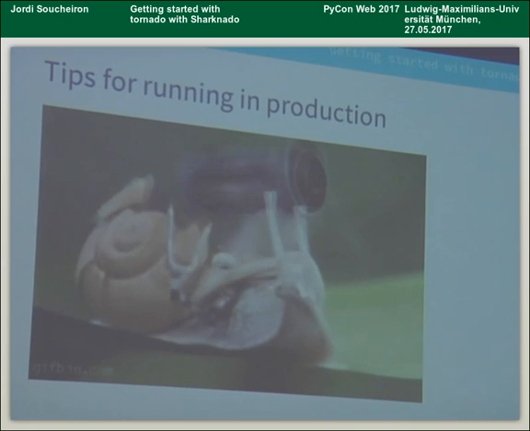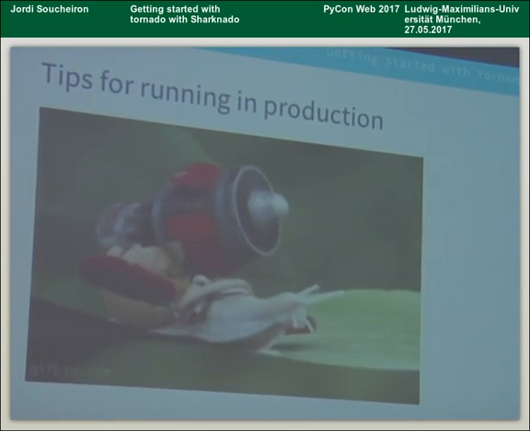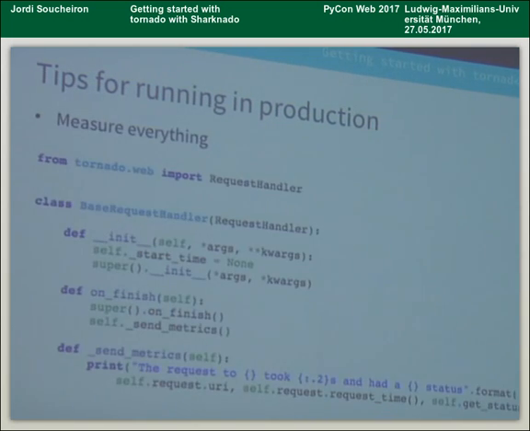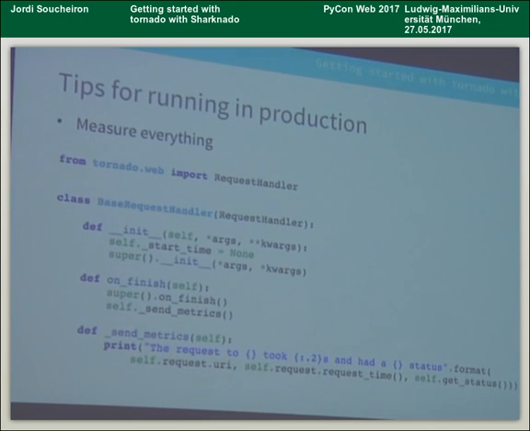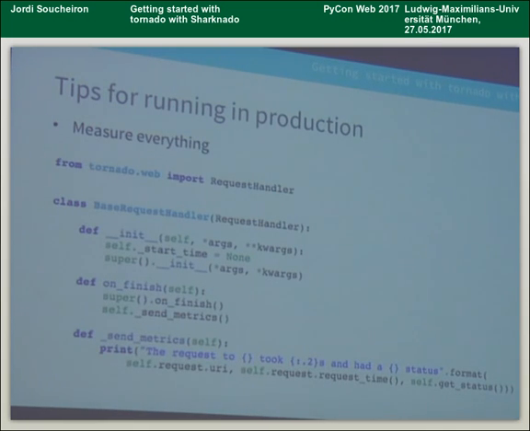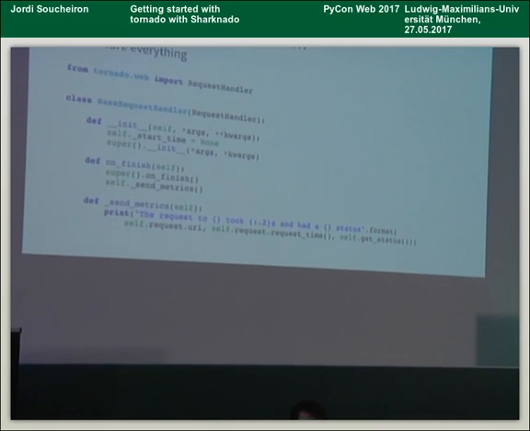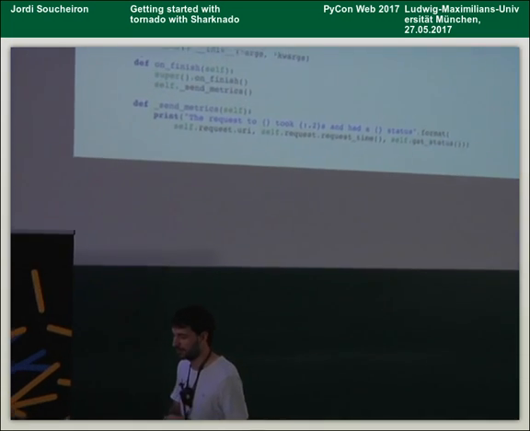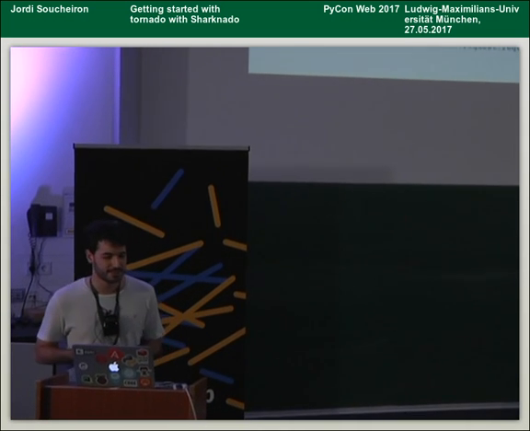So I guess that you guys are interested in running this in production because you wouldn't be here otherwise. So what do we want to do? We want to measure everything. When you're running asynchronous applications, sometimes it's hard to keep track of what's going on. So we want to have metrics for every single call, and we want to have metrics for every external dependency that we have. How can we do this easily?